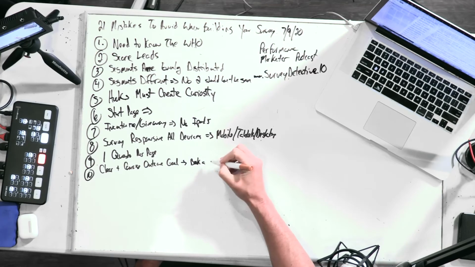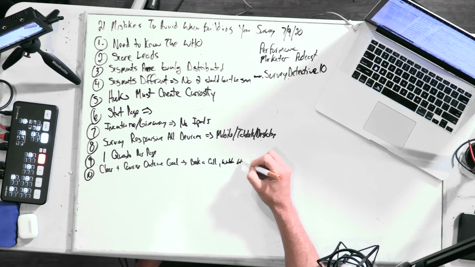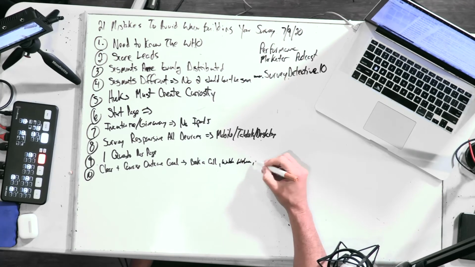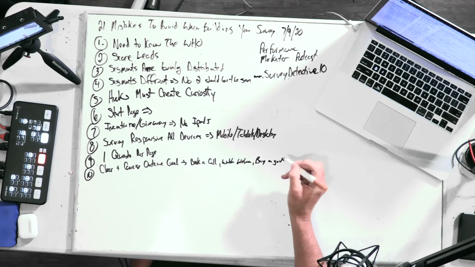So are you trying to get somebody to book a call? Watch a webinar? Buy a guide or an ebook? Like, you need to understand what it is that you want out of the people coming through your survey, right? You got to have a clear and concise outcome. And you need to know exactly what it is you're doing, because you're going to start from the outcome and work backwards. And that's how you build your surveys, right?